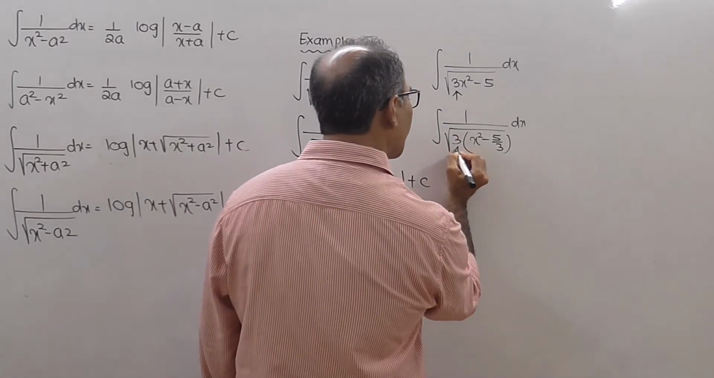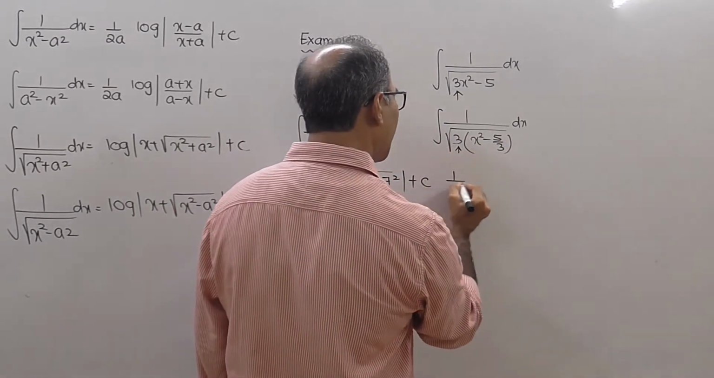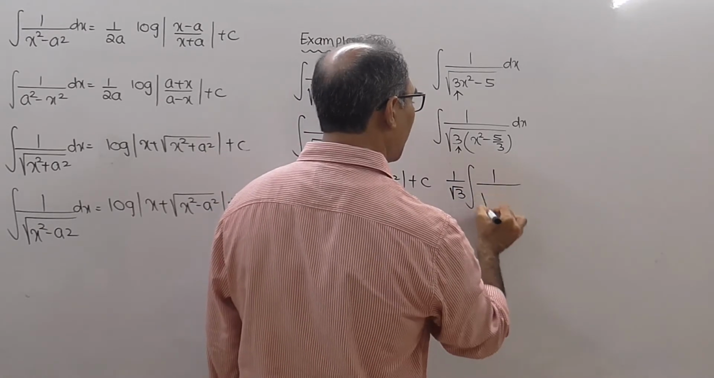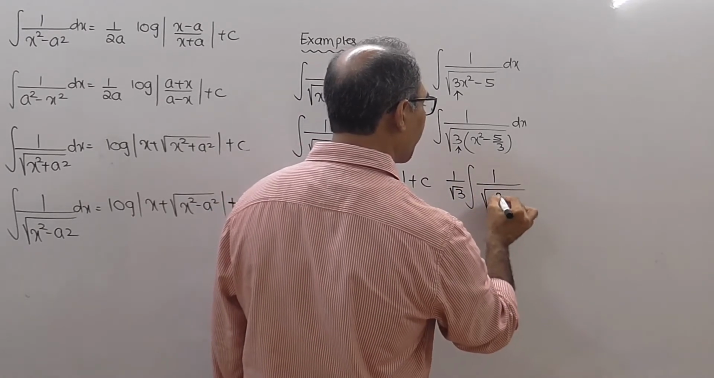अब एक काम करो, ये 3 को बाहर निकालो. When this 3 will come out, it will come out as root of 3. What will it come out as? Root of 3.